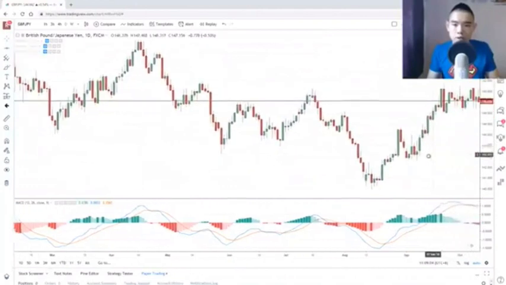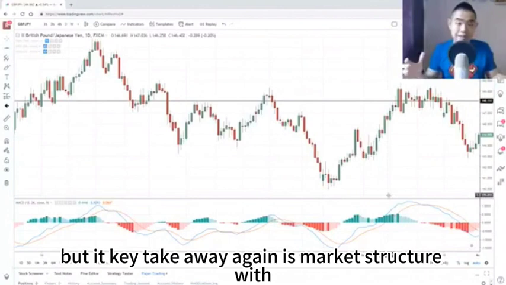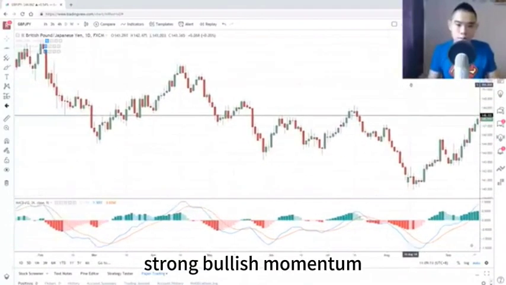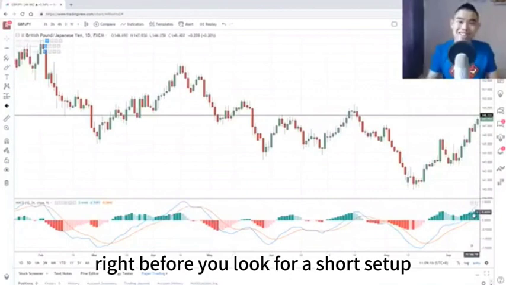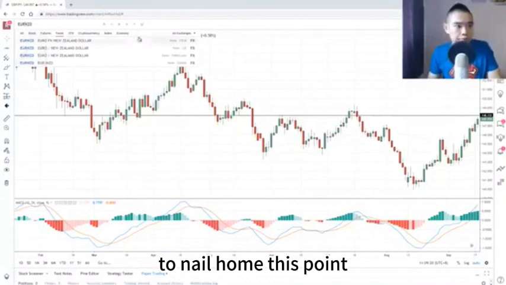And then the market hovered a while at this level before it came down lower. But the key takeaway again is market structure with strong bullish momentum before you look for a short setup. Let's have a look at one more example to nail home this point.